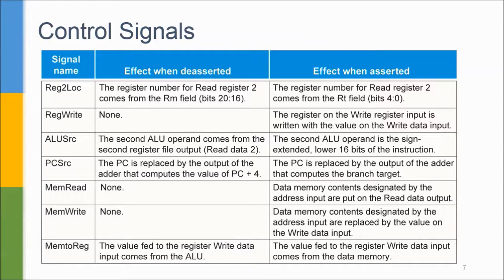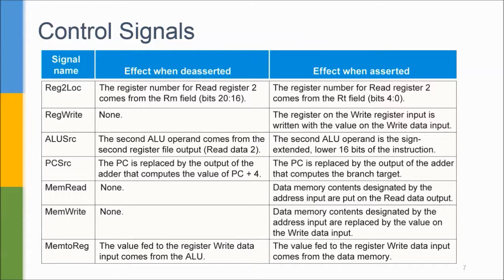The effect of each of the 7 control signals: REG to LOC, when the register number for read register 2 comes from the RM field, that means from bit 16 to 20, the signal is deasserted. And when the register number for read register 2 comes from the RT field, bits 0 to 4, this signal is asserted.